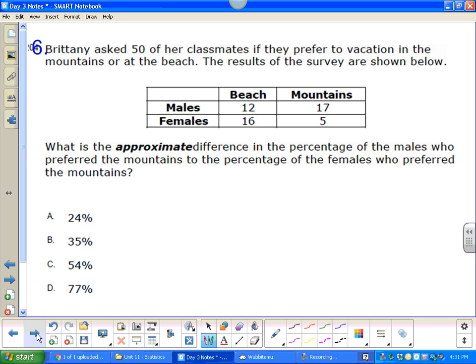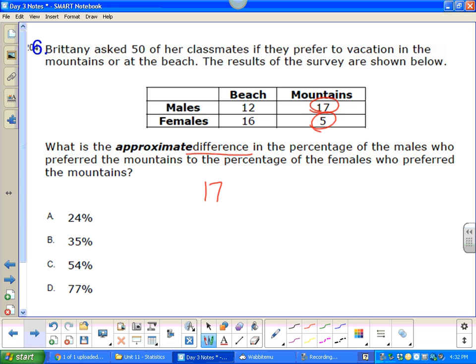Number 6, Brittany asked 50 of her classmates if they prefer to vacation in the mountains or at the beach. The results of the survey are shown below. So we've got males and females, and if they wanted beach or mountains. What is the approximate difference, so we're subtracting something, in the percentage of males who liked the mountains to the percentage of females who liked the mountains?